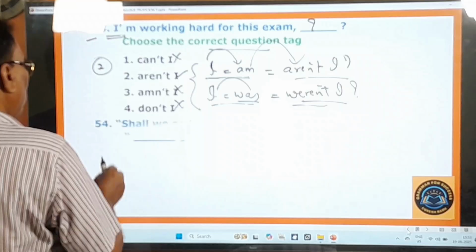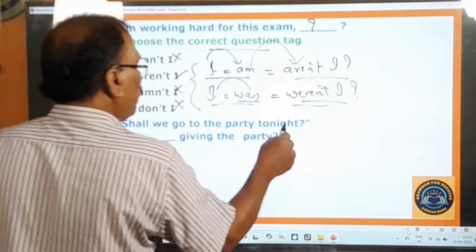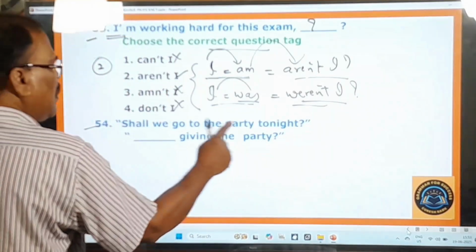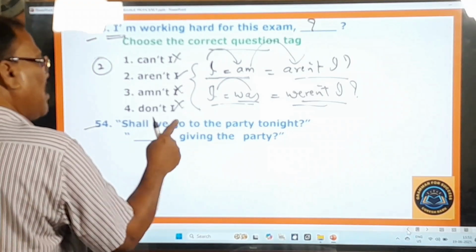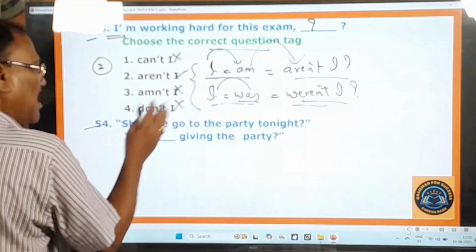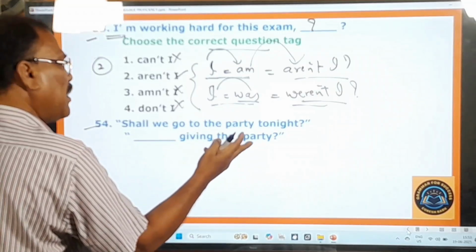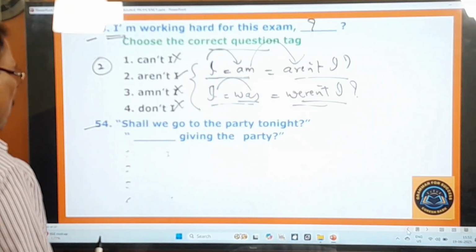Now you go to the next question, 54th question. "Shall we go to the party tonight?" Okay, this is the statement. And here the next sentence is there. So Mr. X is saying, shall we go to the party tonight? Then the other person is saying, "dash giving the party." What are the options given for the dash?